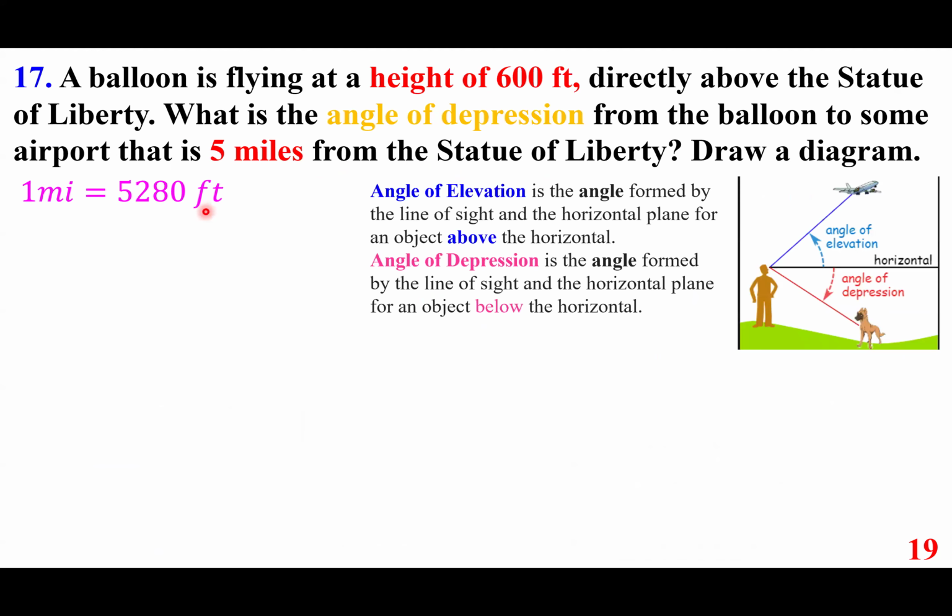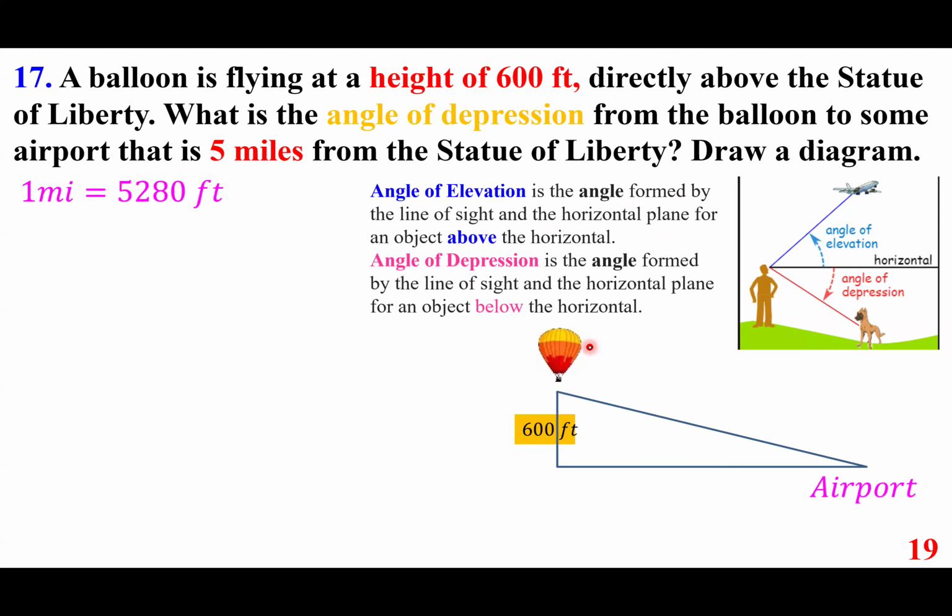So here's the definition. You're standing here, you're looking up, and it makes an angle with the horizontal plane. That is the angle of elevation. Looking down is angle of depression. Angle of elevation is the angle formed by the line of sight and the horizontal plane for an object above the horizontal. Angle of depression is the angle formed by the line of sight and the horizontal plane for an object below the horizontal. So in this case, here's the balloon, and this is 600 feet. Here's the airport. Here's 5 miles, and here's the angle that is theta, and that is also the same as this angle. So tan of this theta is the opposite over the adjacent.